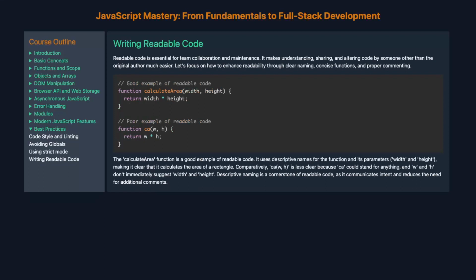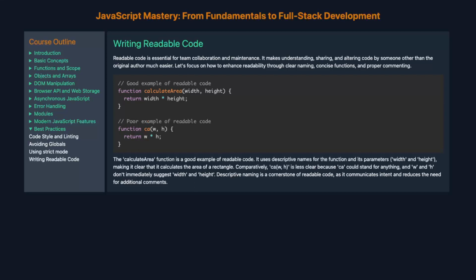Writing readable code. Readable code is essential for team collaboration and maintenance. It makes understanding, sharing, and altering code by someone other than the original author much easier. Let's focus on how to enhance readability through clear naming, concise functions, and proper commenting.